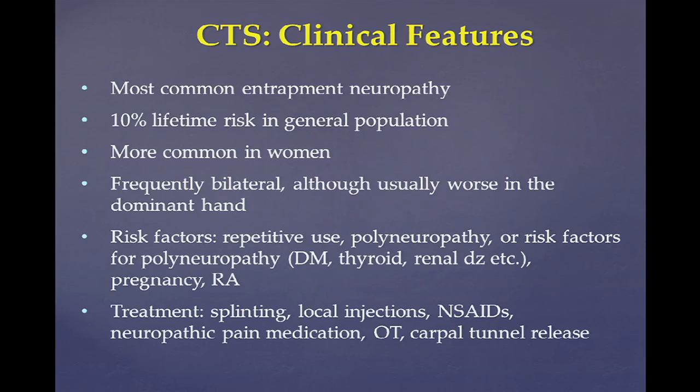Splinting can be really helpful, so we give people a neutral wrist splint, which usually has a piece of hard plastic here on the inside of the wrist. The purpose of that is to just keep the wrist in a neutral position, neither too much in this direction nor too much in this direction. If it's too bothersome to the patient, we tell them to just wear it at night, because nighttime is really the time when your hand will get into more sorts of funny positions without you noticing it. If that's not helpful, then local injections, NSAIDs, neuropathic pain medication, occupational therapy, and ultimately surgery can be the treatment.